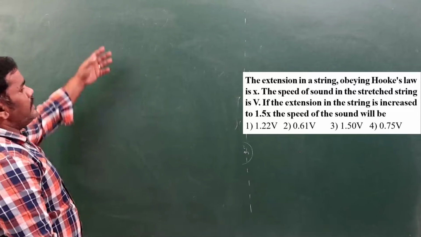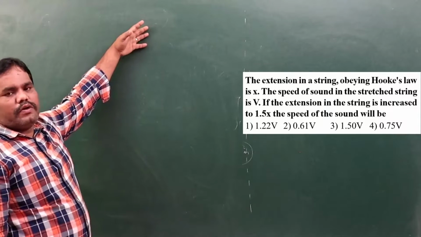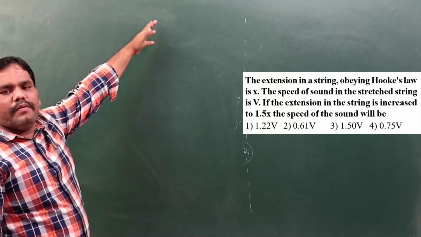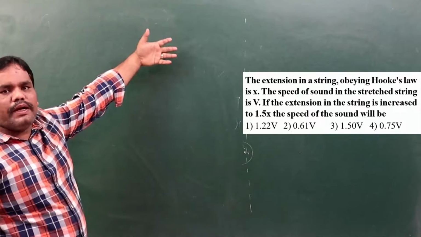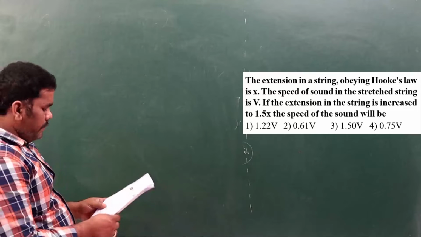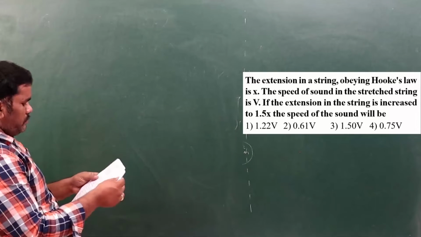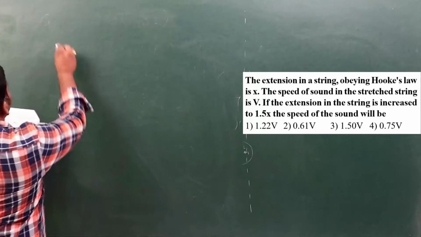So here a solid is given, the speed of sound v is equal to under root of y by rho. Suppose a liquid is given, any liquid, then it is under root of bulk modulus by density. Okay. Next, question number 5.